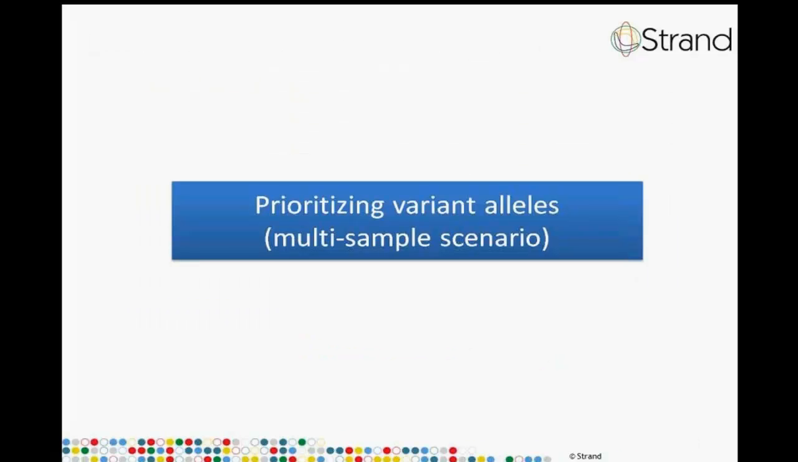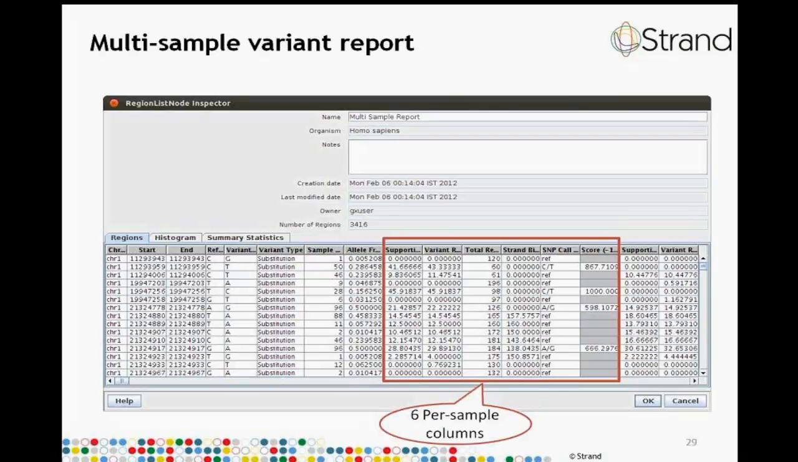So now we have a fairly good idea of how SNPs are called in a single sample, all of the different properties that are associated with the SNPs, how to filter the SNPs using region list operations and other annotations, and how to use the SNP effect prediction tool. So now if we are calling SNPs in an experiment where we have multiple samples, then how do we prioritize the variant alleles?